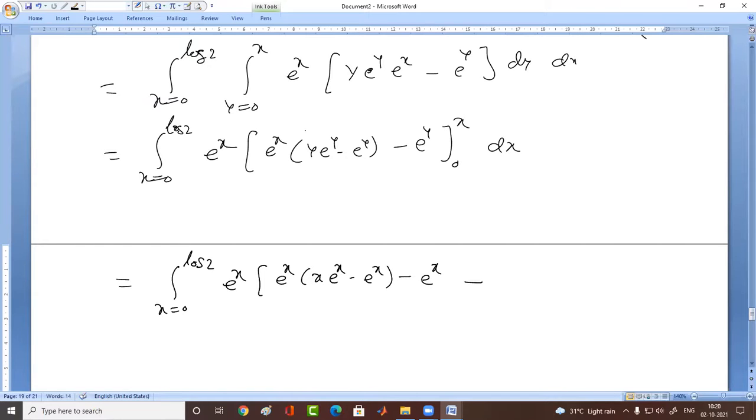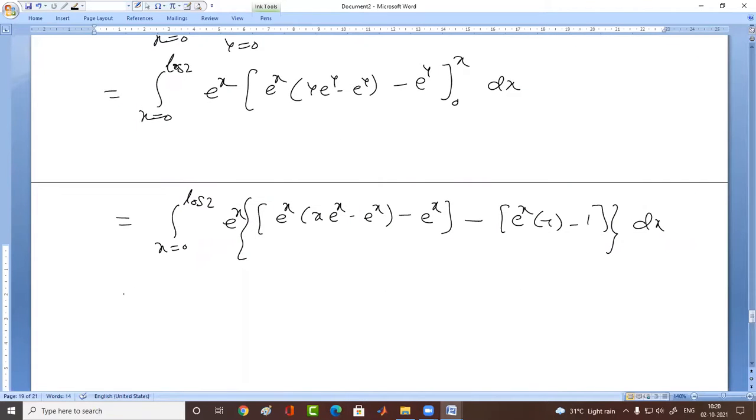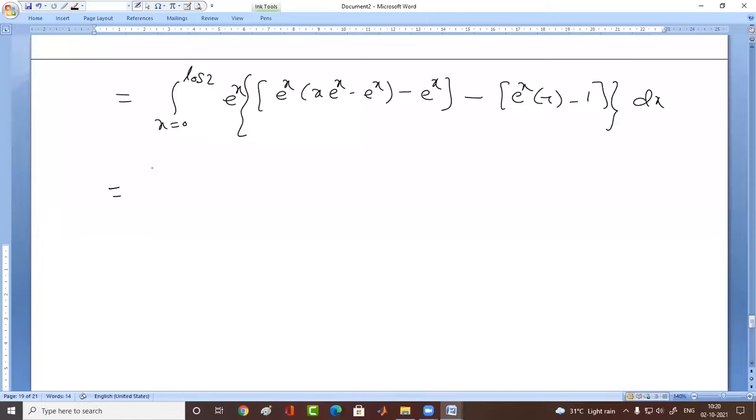Minus, if you put y equals to 0, this is the first term. I will write one more time: e power x into, if you put y equals 0, 0 minus 1, minus 1, dx. Just substitute the limits x and e power x. Now simplification, a little bit bigger term. Whatever it may be, we will simplify it.